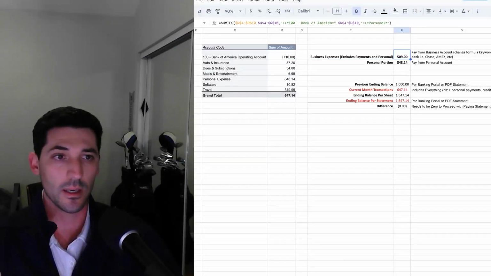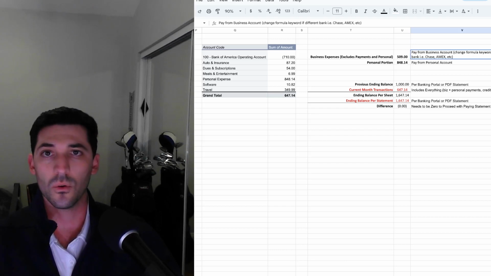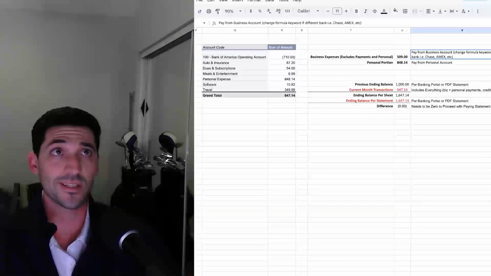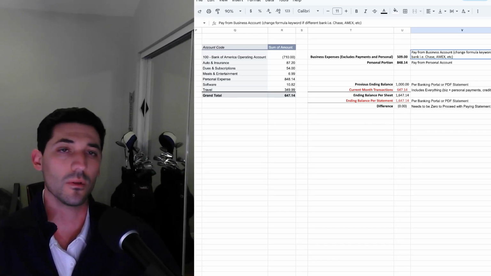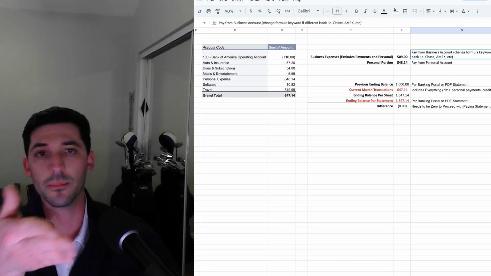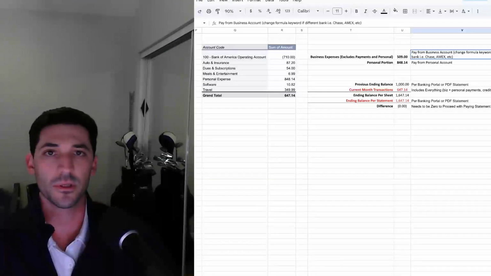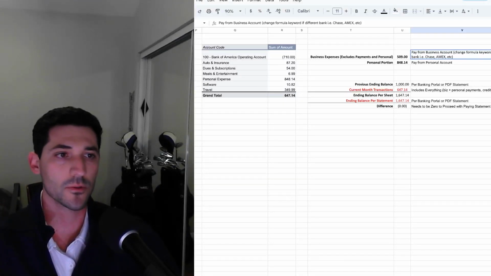Next, the formulas will essentially get to work and total the business expenses as well as the personal portion. And the great thing is you can type in your business bank account. So say, for example, Bank of America, and then you can do the last 4 digits of your account number, whatever identifier helps you identify that this is the bank account that I'm using for my business credit card expenses. Just put that there. You can use B of A, whatever works for you.